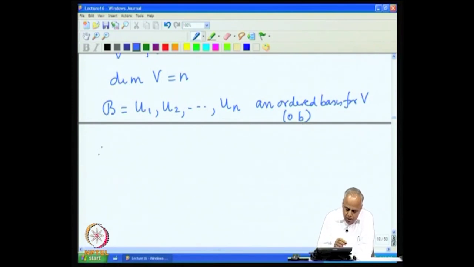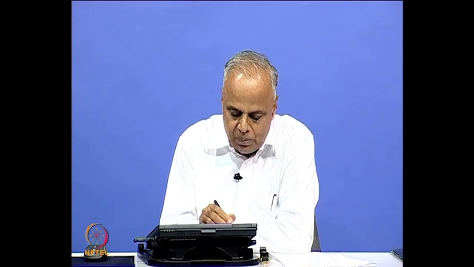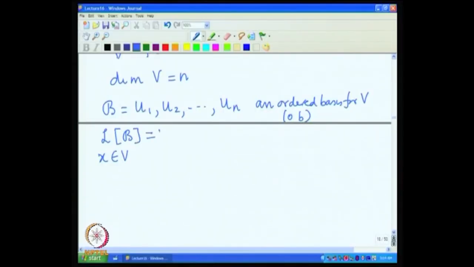Let us take any vector x in V. Now, what do we mean by B being an ordered basis in V? First of all, it is a basis. If it is a basis, it must be linearly independent and it must span the whole space. So, in particular, its span must be equal to V. So, B is an ordered basis means L(B) must be equal to V.